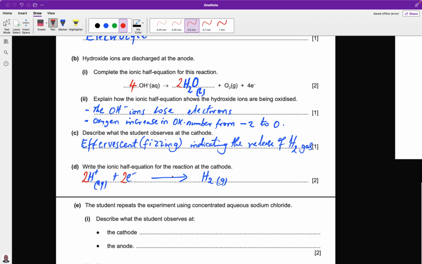Concentrated aqueous sodium chloride. Describe what the student observed at the cathode. Let's go back again. Now it is concentrated. As it is concentrated, we are going to deal only with the hydrogen ion and the chloride.